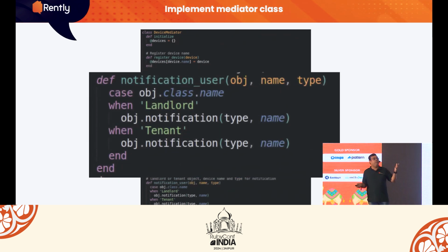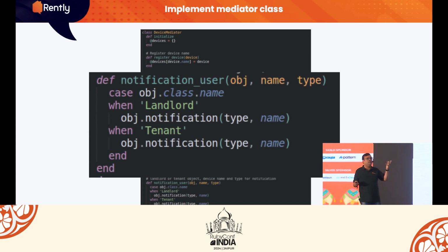This is the notification user method. After successfully locked and unlocked, I need to call it, right? So this is a method where I'm expecting the object as a tenant or landlord, and name means device name, and type is either locked or unlocked. Based on the object, we are calling this method. So it's called in the same method in two places because the method name can change anytime.